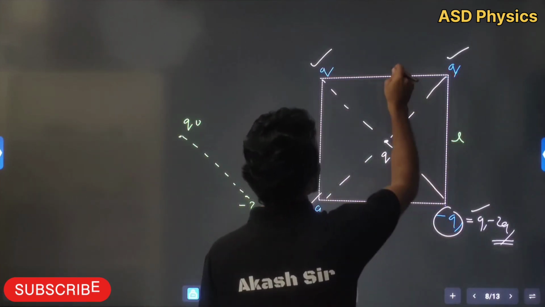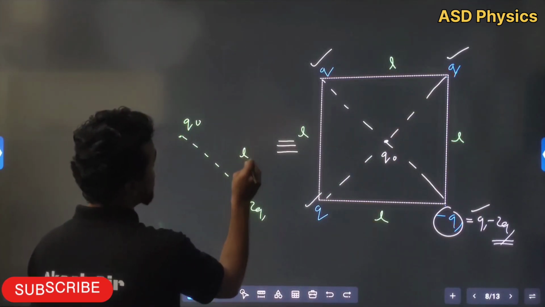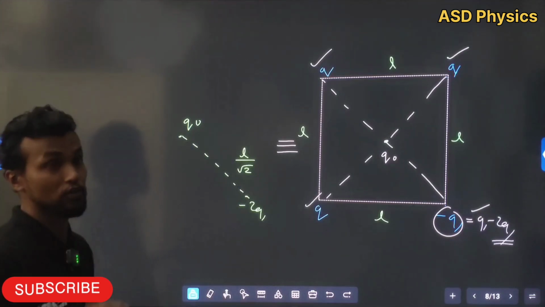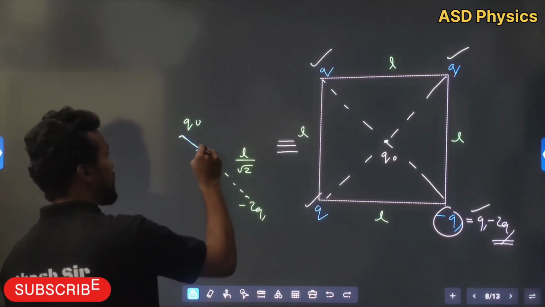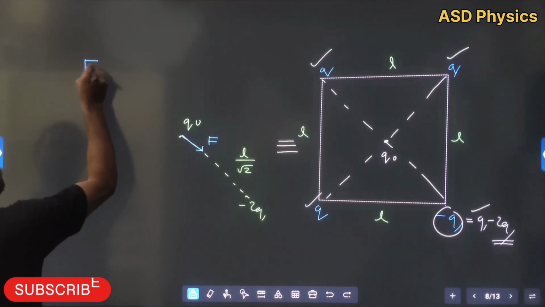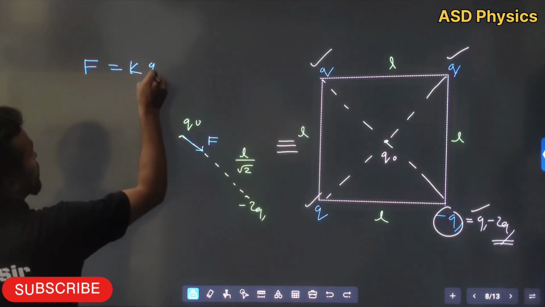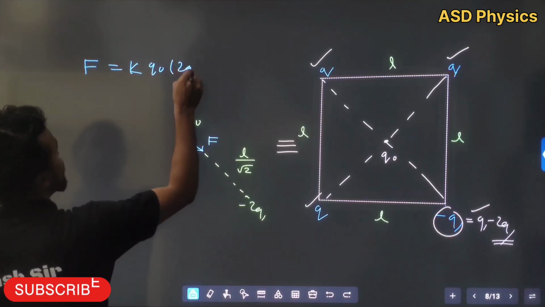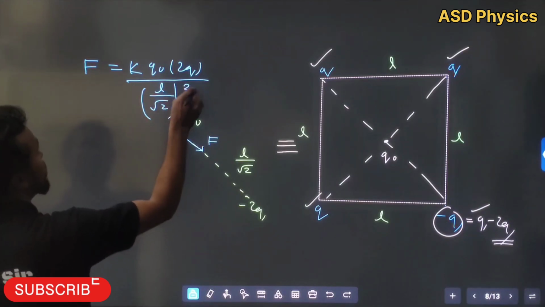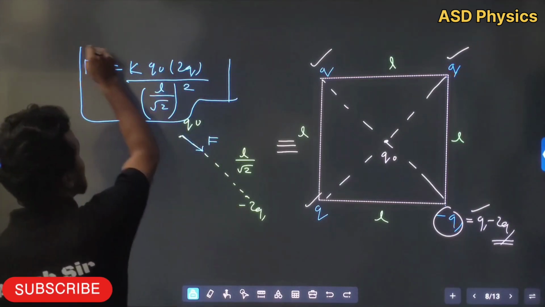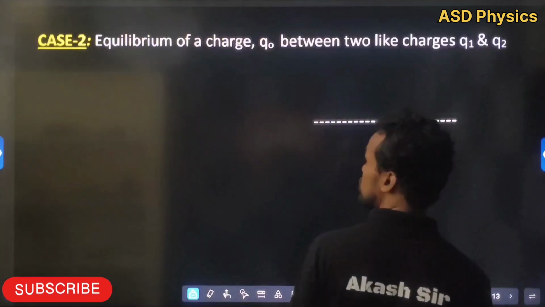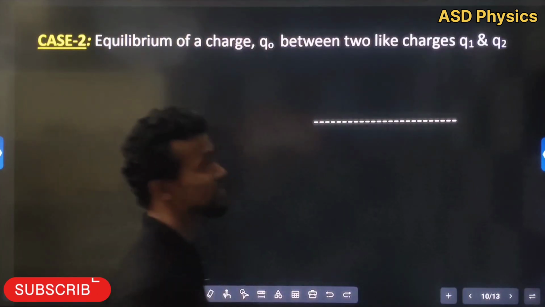Again, this length used to be how much here? If this is L, then this length is used to be how much students? L by root 2, that you know very well from the Pythagoras theorem. Is it? That means again, this charge Q0 will experience force in this direction here. Okay, and this force F is given by, think please, K Q0, and here 2Q, and the distance between the charges how much here? L by root 2 square here. Okay, so this much force will be experienced by the charges. Okay, clear? Yes. So now after that we have seen, students, you can see how many cases we have seen, multiple cases we have seen that.